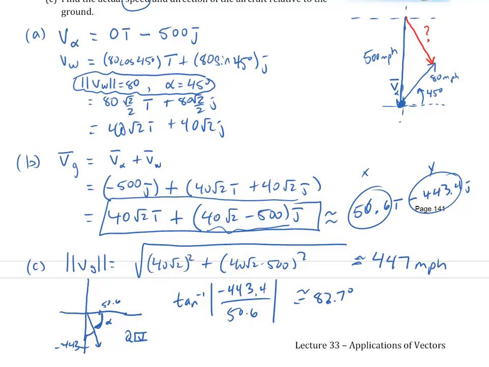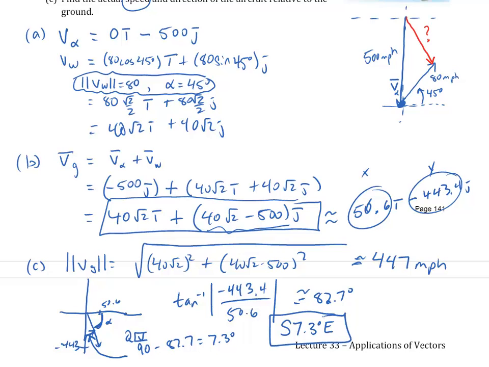which means one way of describing the direction then would be in terms of how far away from due south we are. Well, if this is 82.7, then this angle inside here would be 90 minus 82.7, which is 7.3 degrees. So you're heading due south, but then you turn 7.3 degrees to the east. We could write it that way.